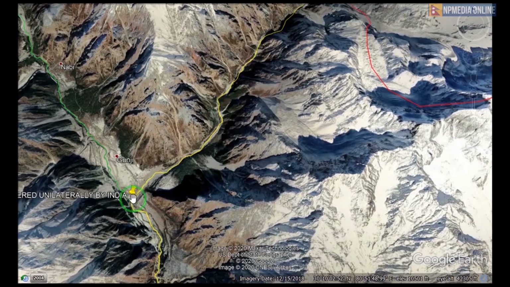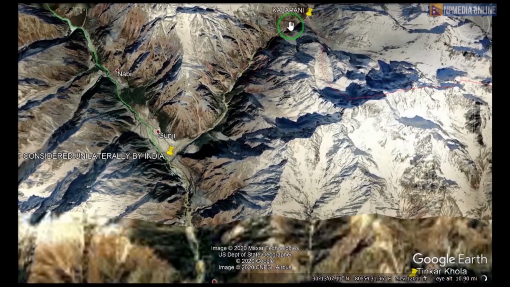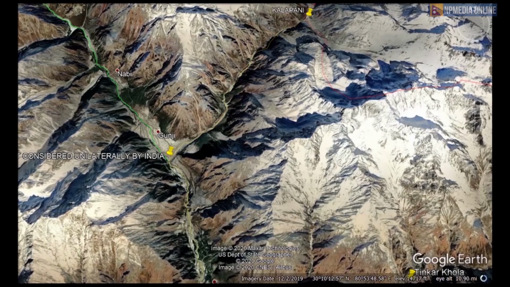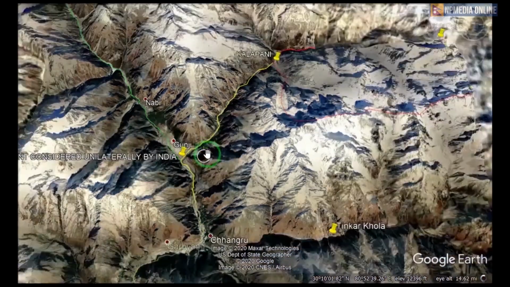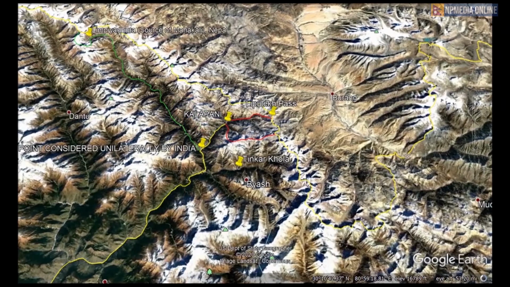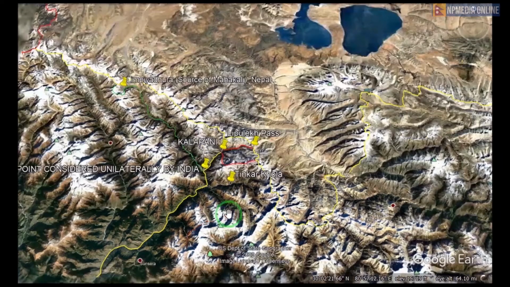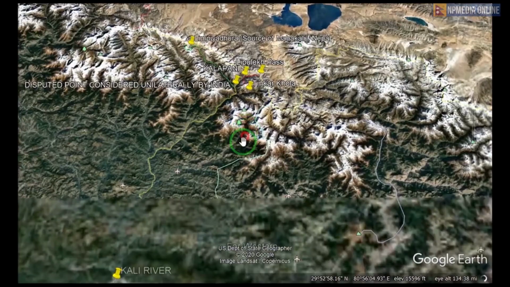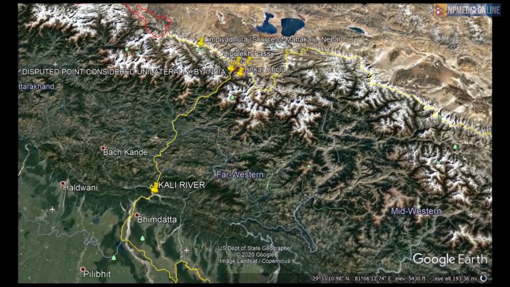The yellow line from Gunji going towards Kalapani is a mistake. All these areas are part of Nepal from the very beginning and belong to Nepal. This concludes Nepal's perspective on the dispute created by India unilaterally through cartographic aggression.